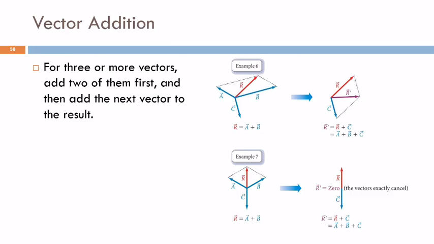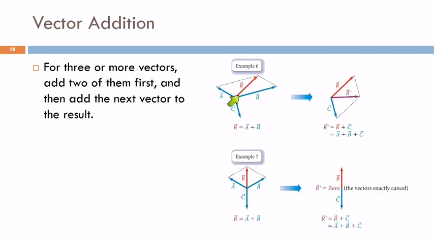What if you have more than 2 vectors? What if you have 3 vectors or 4 vectors? You add them together 2 at a time. So here, adding these 3 vectors, A, B, and C, you might first add A to B and get R. And now you're going to take R and add it to C, and that's going to give you R prime. And so the net vector is in this direction.